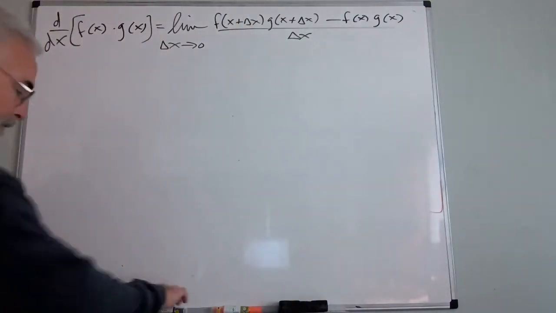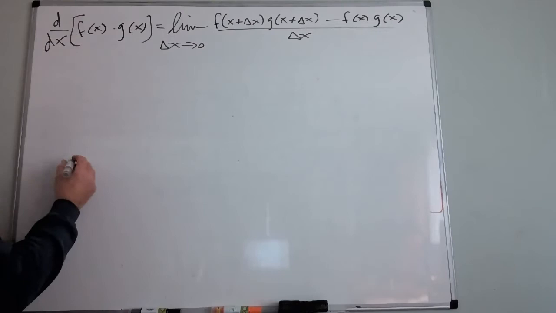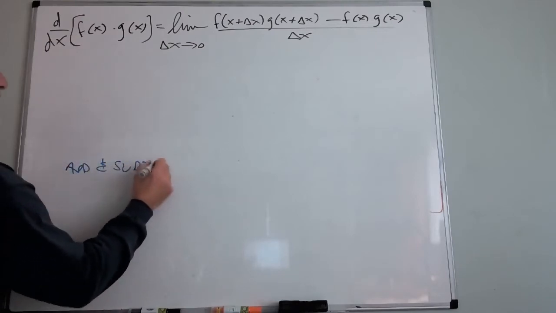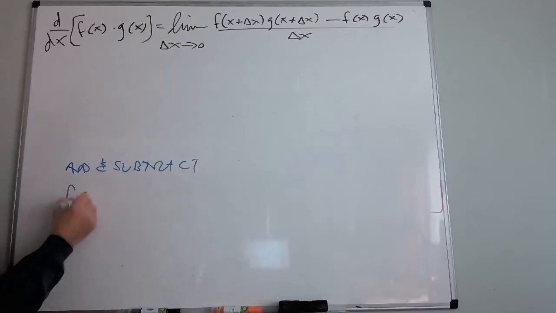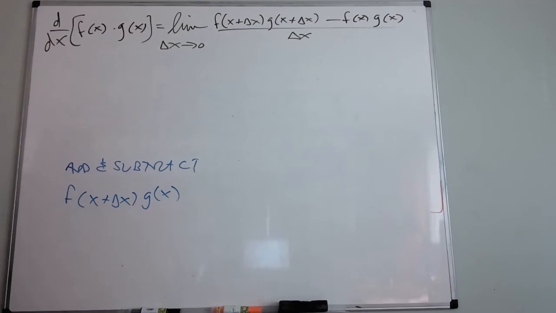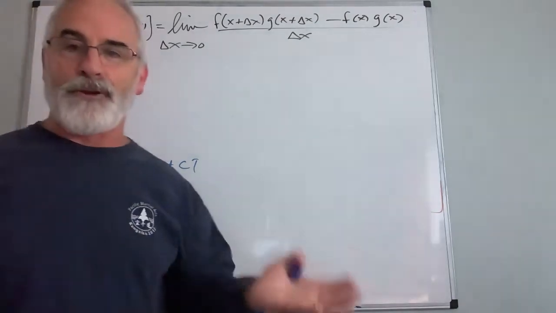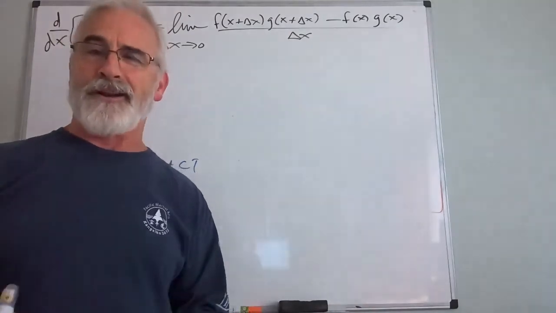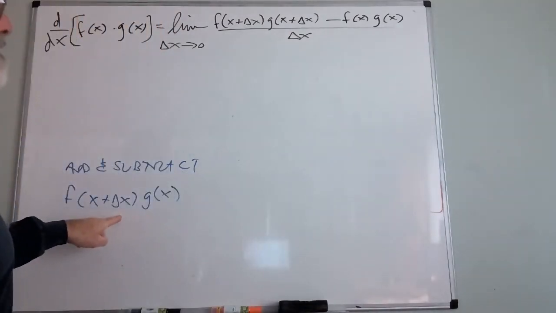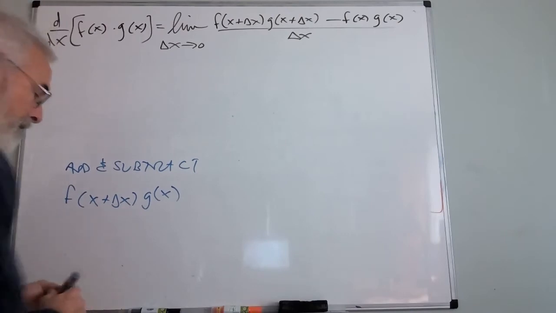So what I'm going to do is add and subtract, I'm going to write it down, f of x plus delta x times g of x. That's the term that I'm going to add and subtract to my numerator. Now, where did that come from? I'm guessing whoever figured this out probably did a little bit of trial and error, but we don't need to. We know exactly what to add and subtract. I'm going to add and subtract exactly that quantity.